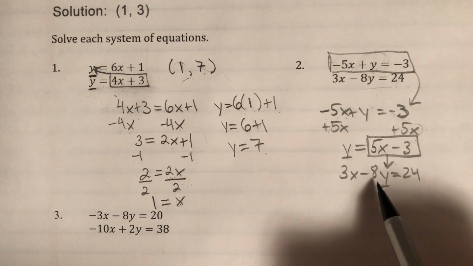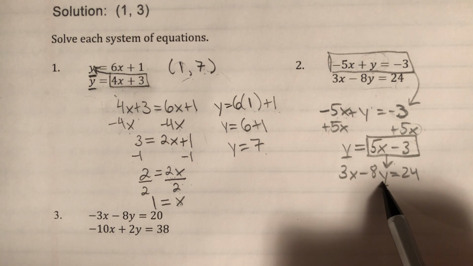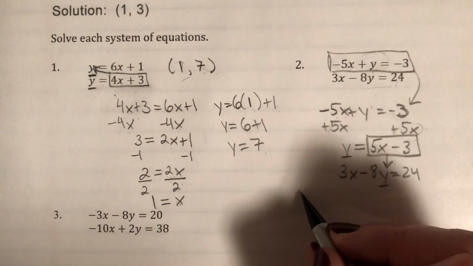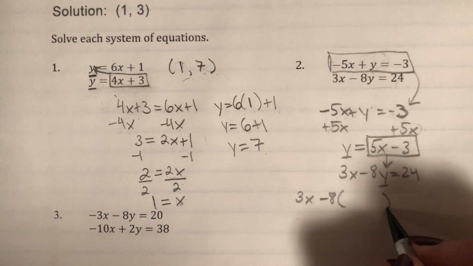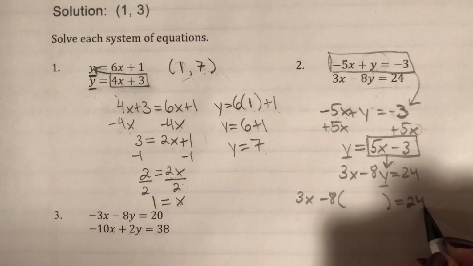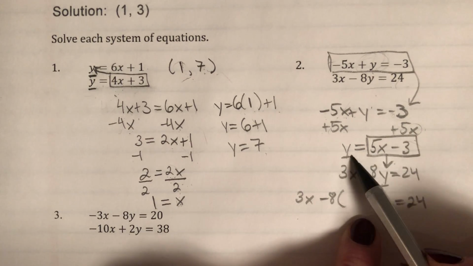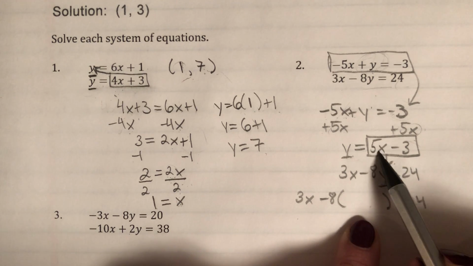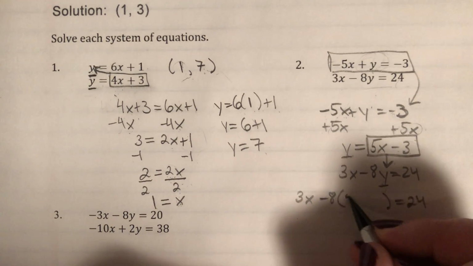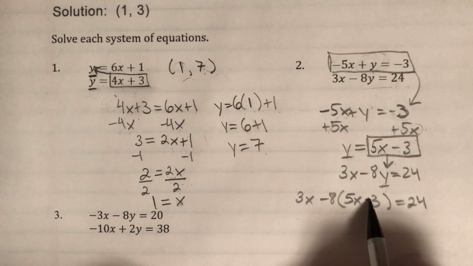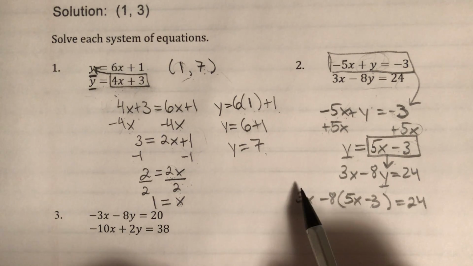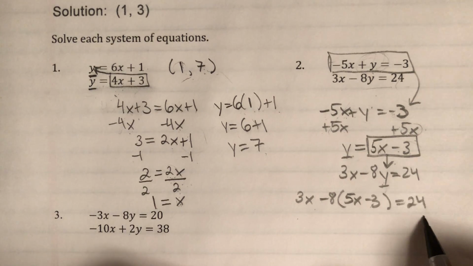Now, if I substitute something in place of a variable, I have to put parentheses around whatever I substitute in. So I'm going to set up the problem first. 3x minus 8 times something equals 24. Now, the something is what y equals in that top equation, the 5x minus 3. And when I put that into my parentheses, now I have a distribution problem that will then combine with this 3x to equal 24.